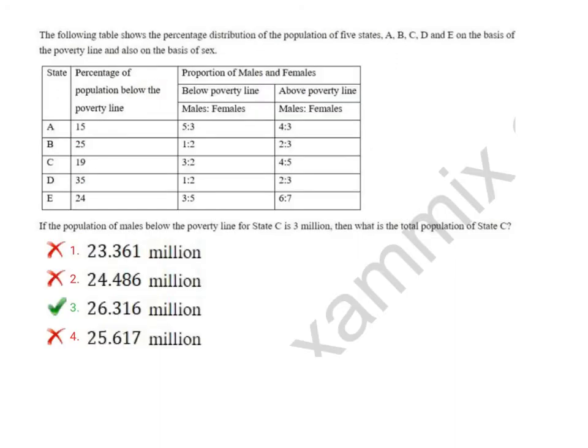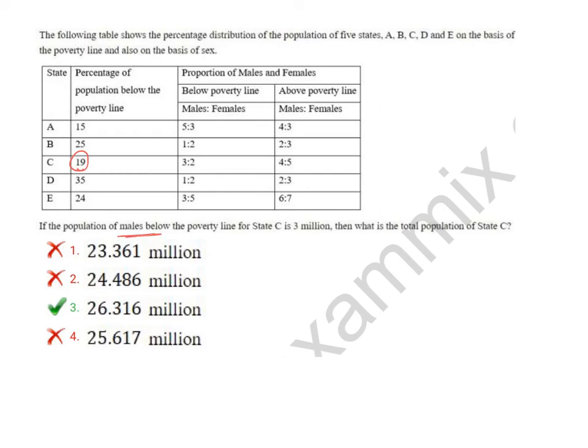The following table shows the percentage distribution of the population of 5 states A, B, C, D, E on the basis of the poverty line and also the basis of sex. So for states A, B, C, D, E, the percentage of population below the poverty line is given, and the population of male and female below the poverty line and above the poverty line is also given. If the population of male below the poverty line for state C is 3 million. So it's asking you about state C. State C below the poverty line is 19%. And that too he is asking you for male.